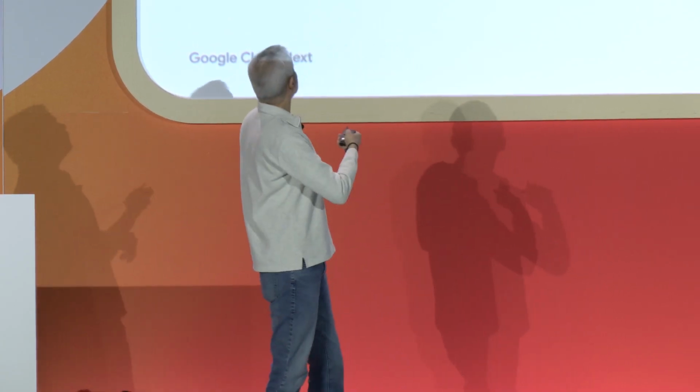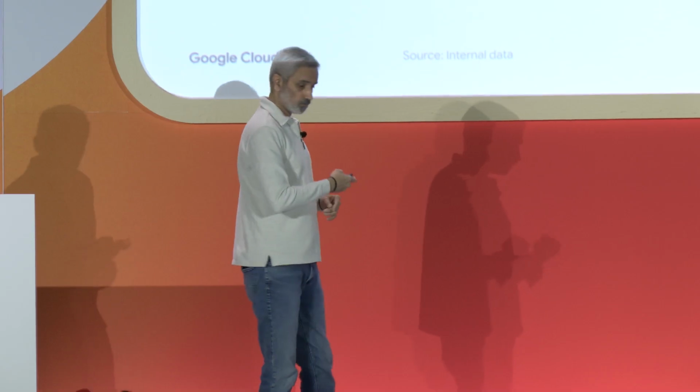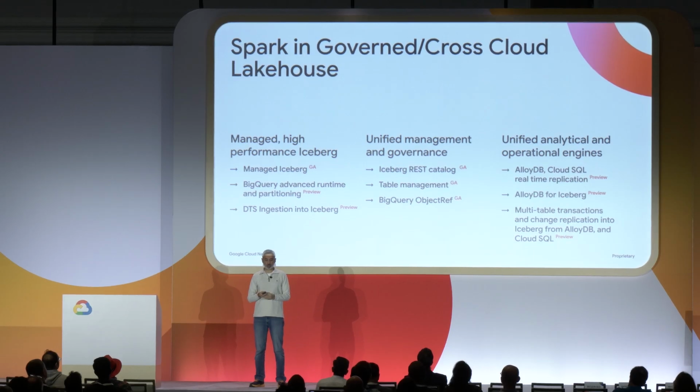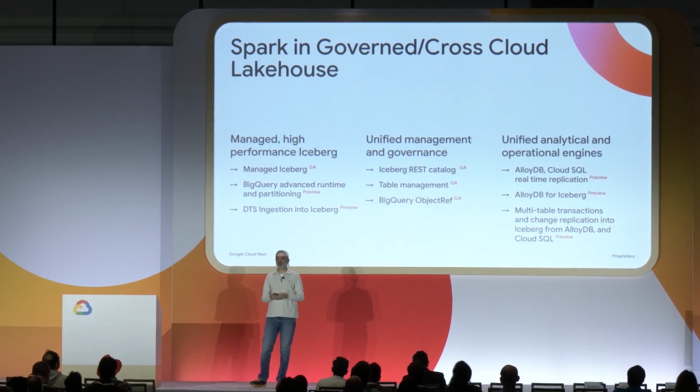Like I was mentioning earlier, we are fully integrated into the lakehouse. We have enabled managed, high-performance Iceberg capabilities. You can do unified governance, which means you define your security policy once, and no matter which processing engine you're using, you will be able to analyze that. And we have also enabled cross-cloud capabilities, which means for data registered on GCP, you can access data sitting in S3 catalogs also.